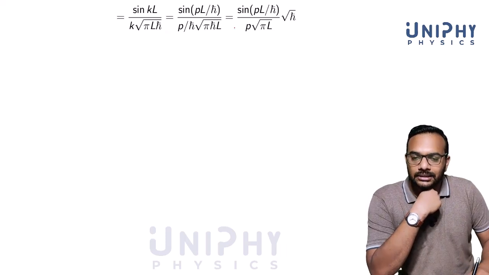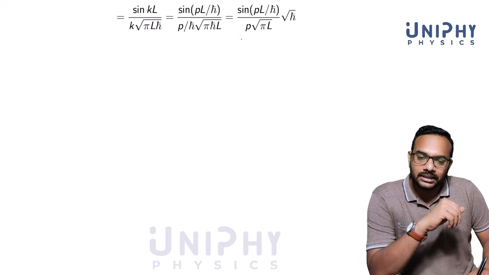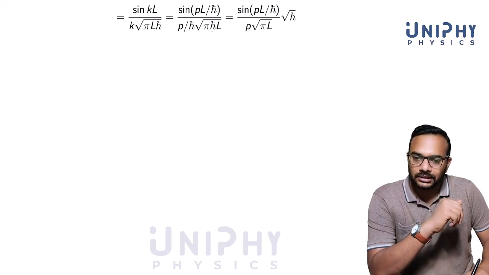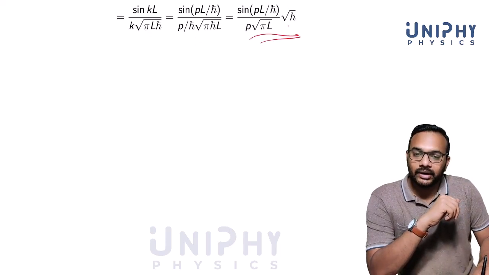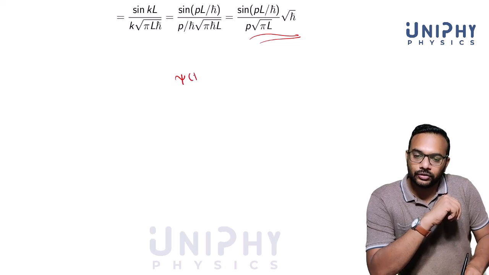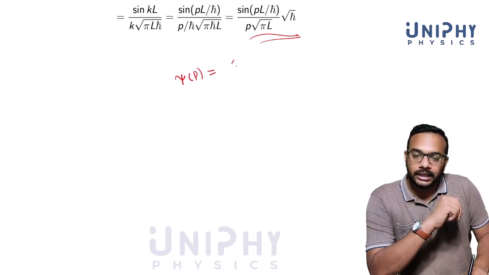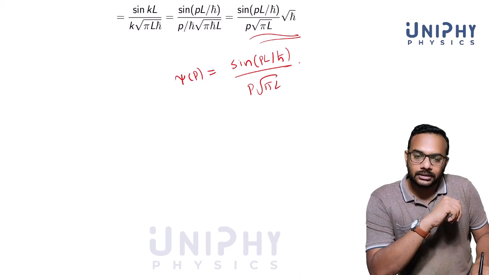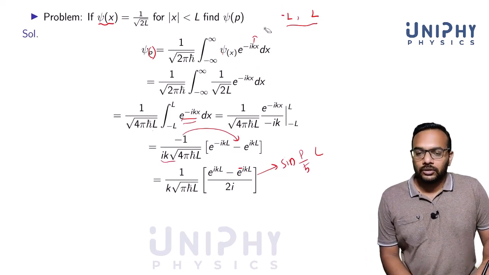Now you just rearrange it and simplify it a little bit because we need to write everything in terms of the momentum p, if that's what is asked. You just substitute k is equal to p by h cross, simplify, and this is the final answer we get. Psi of p, which we obtain from psi of x by a Fourier transform, is sine pl by h cross divided by p square root of pi l square root of h cross. It's not very difficult. I hope it's clear.